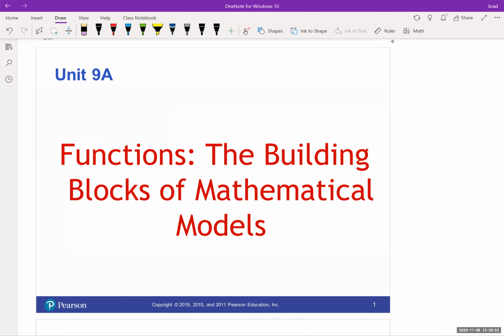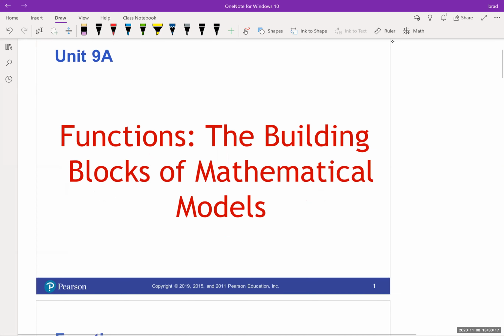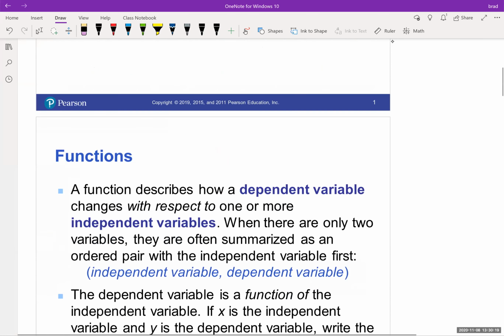Okay, guys, so we're going to move on to 9A, functions, the building blocks of mathematical models. Basically, this first section is just an intro to functions. It's going to give you a little background, the notation, things like that. Then in the next section, we'll start working with lines and actually doing some math, I guess you could say. This is more like definitions and background. So let's get started.